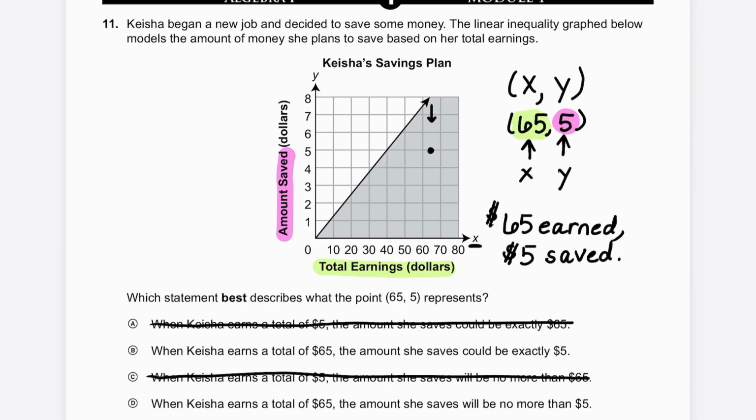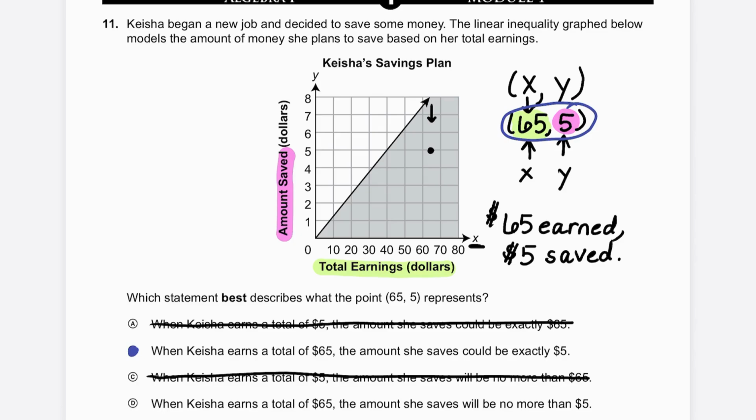But if you forget, they have X right here. So X goes first. You just need to recall that X comes first in your ordered pair, but it is your horizontal axis. So right off the bat, we're down to a 50-50 shot. We have: when Keisha earns a total of $65, the amount she saves could be exactly $5. And that's exactly right. That's what this ordered pair is telling us.